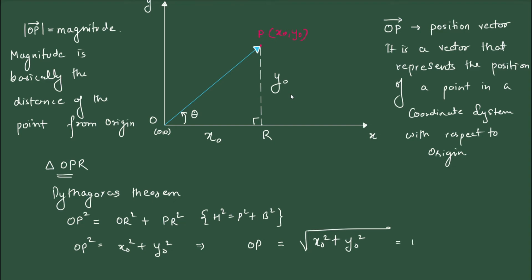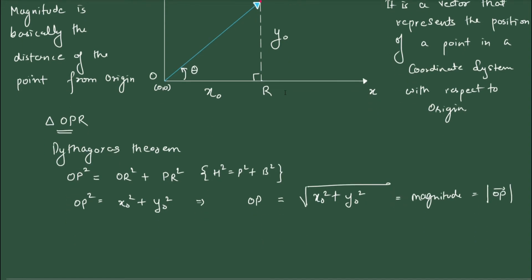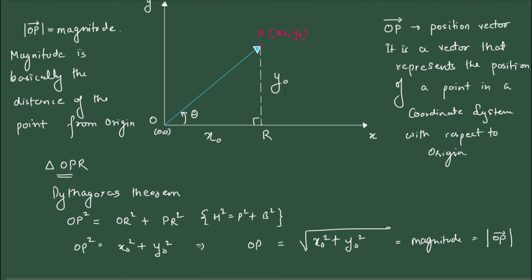And this is what magnitude is. This is what the two bars around the OP vector represent. Okay, you got the point.